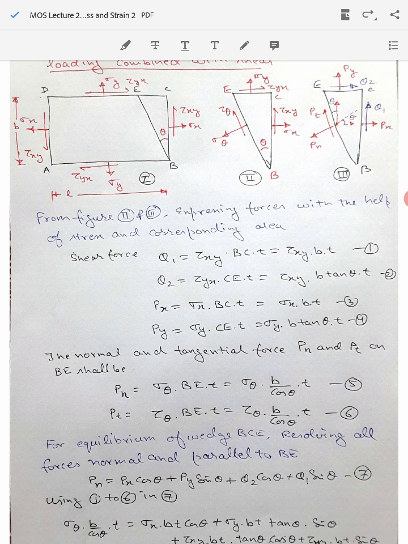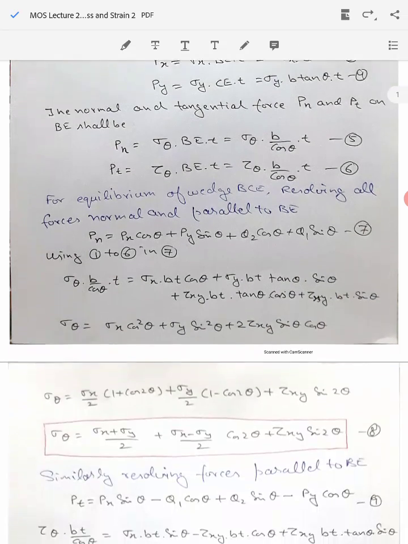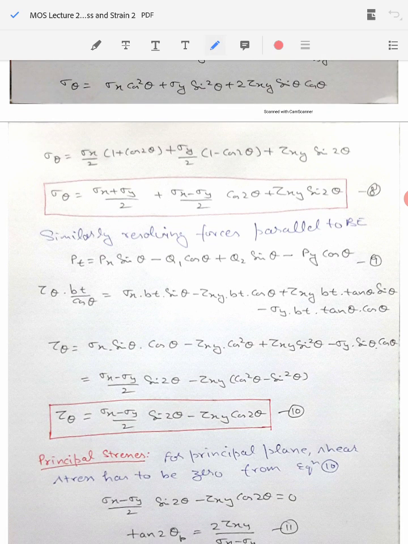Now we are going to substitute equations 1 to 6 in equation 7. Once we substitute these into this equation and simplify the terms, you are finally going to get this expression as shown here: sigma theta equals sigma x cos square theta plus sigma y sin square theta plus 2 tau xy sin theta cos theta. We will use the relations from trigonometry. We will express cos square theta and sin square theta in terms of cos 2 theta, and 2 sin theta cos theta is sin 2 theta. So this will give us the value of sigma theta as shown over here as equation 8.